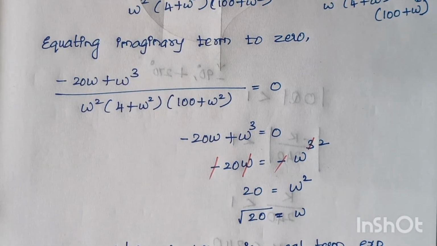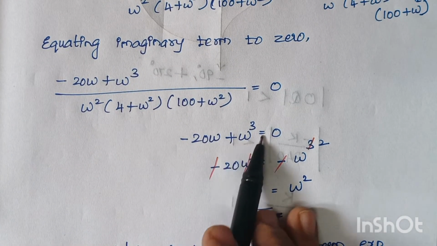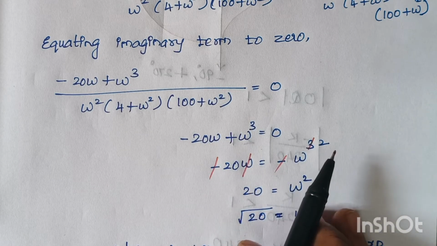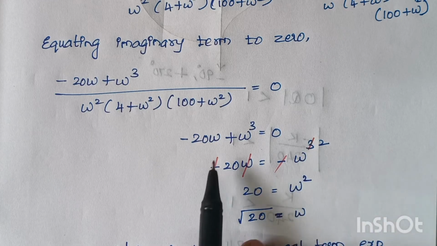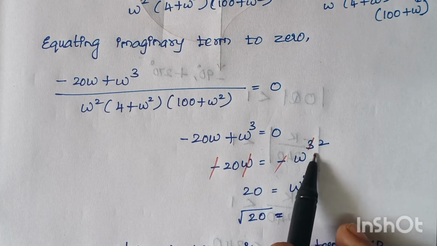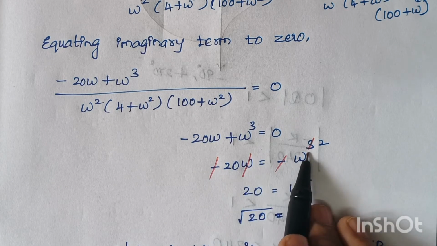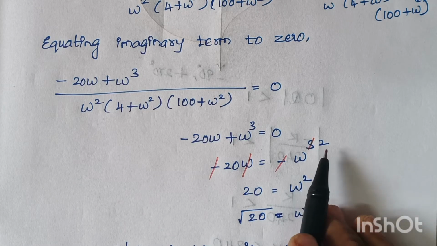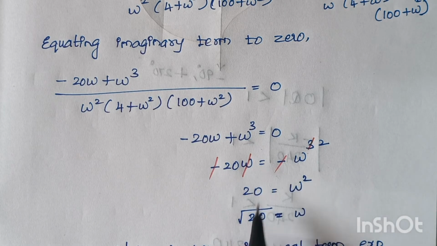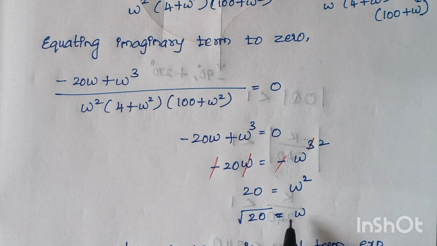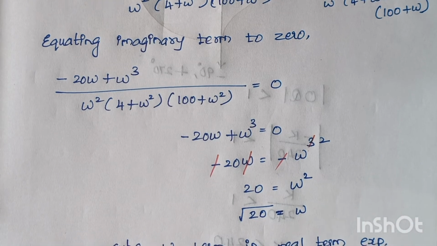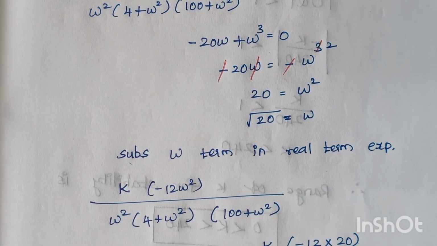And again here you see I am moving this plus omega cube to the right hand side. So what happens? Here we will be having minus omega cube. This minus and minus cancel each other, and this omega and omega cube cancels, and omega cube becomes omega square. So the value is 20 equal to omega square, and the value of omega is square root of 20. And the next thing is we are going to substitute this omega term in the real term expression.